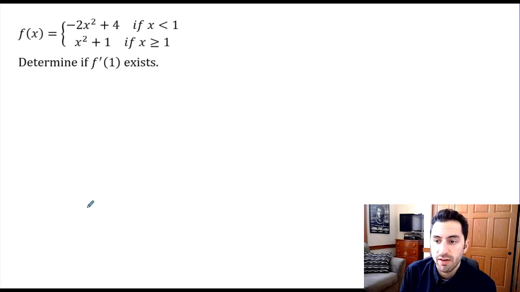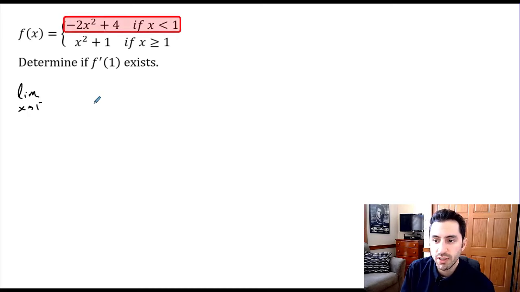So here I have a piecewise function, and we want to determine if the derivative exists at the x value of 1. And that x value is actually where my piecewise function switches. So we need to take a look at our one-sided limits. So let's do the limit as x approaches 1 from the left. Because we're approaching from the left, we're going to be using the top piece of our function, because that's the one that matches up with all the x values that are less than 1.